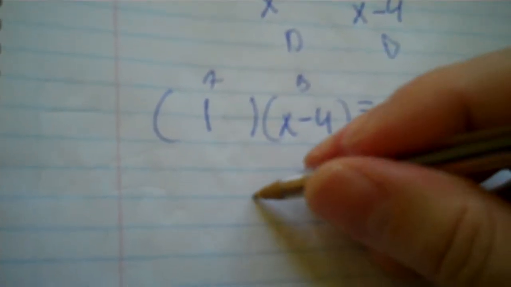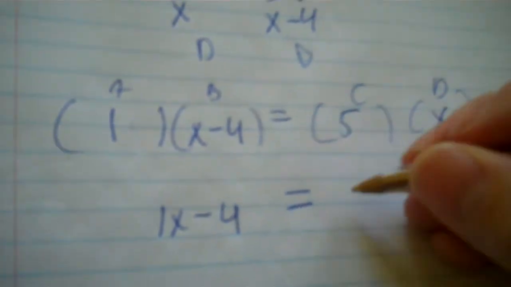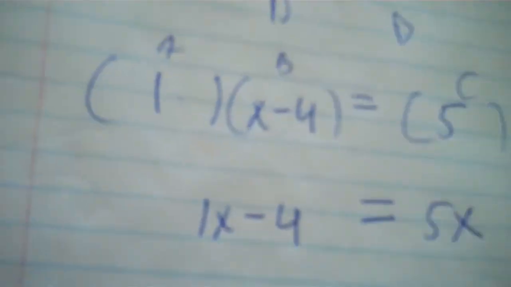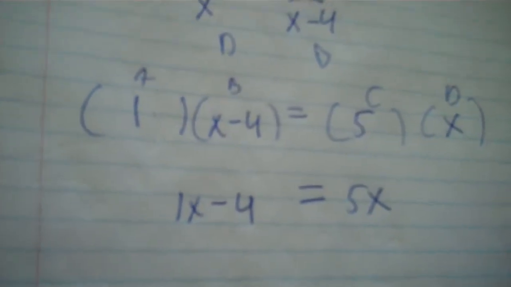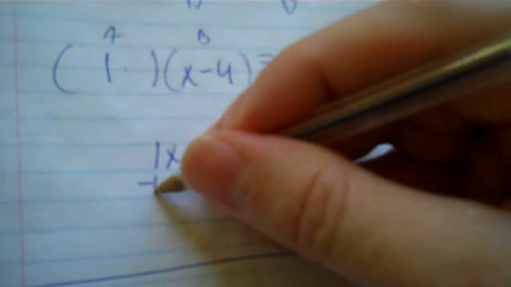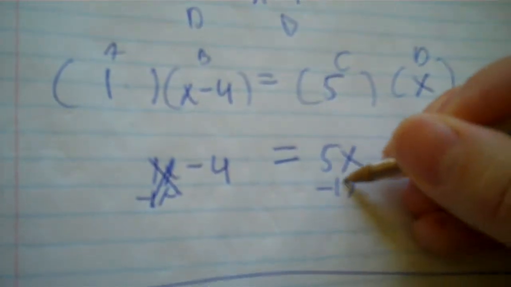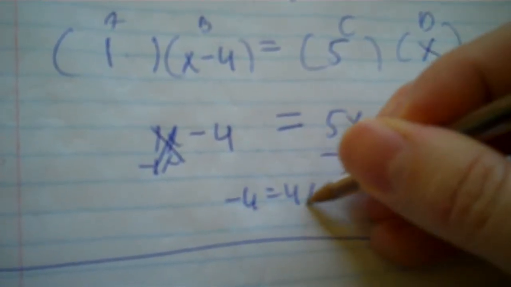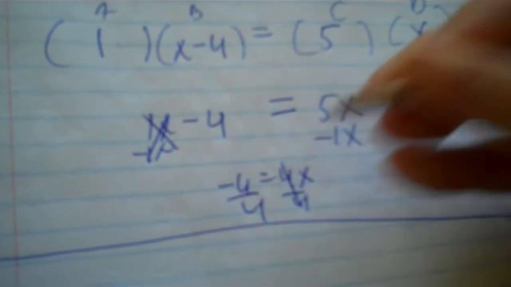So if I distribute the 1, we're going to have 1x minus 4, and then that's 5x. So there's no x squared. It did not turn into a quadratic equation here. So if there's not a quadratic equation, just get rid of your smaller x. So negative 4 equals 4x, then divide by 4, and we get negative 1.